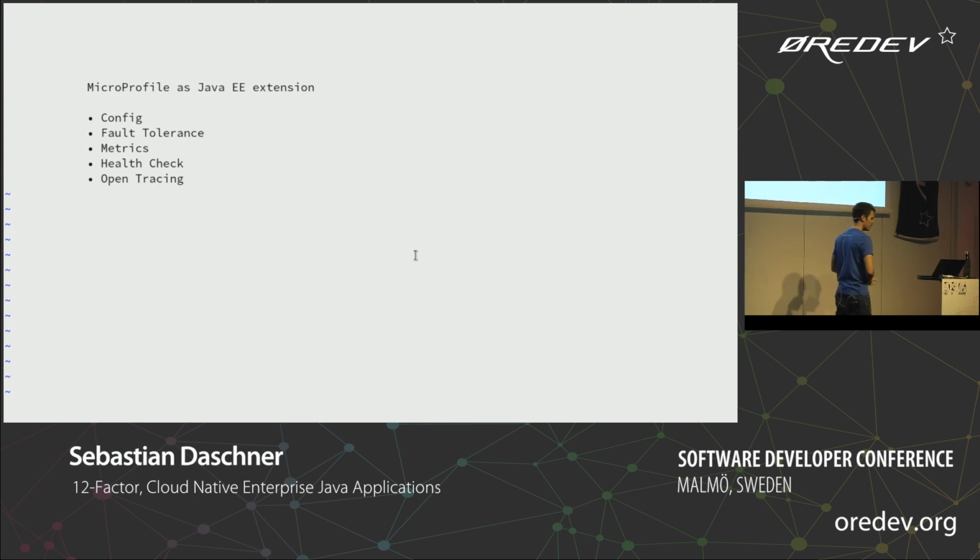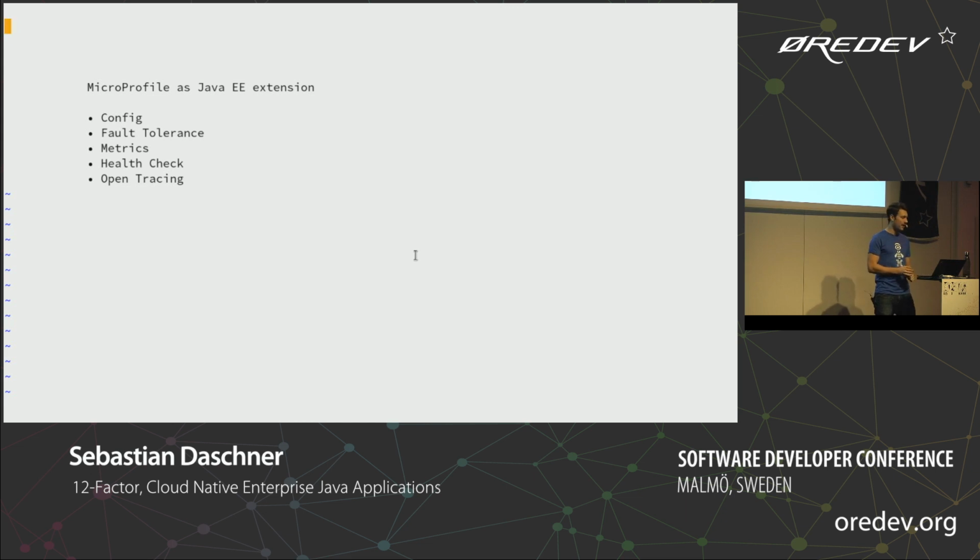MicroProfile is an approach to make the whole standardization and moving forward of Java EE a little bit more flexible and a little bit faster, specifically with all the organization that's going on. So we have a bunch of projects, they are not standards, that build upon a few Java EE standards, CDI, JAX-RS, JSON-P, for example, and that extend the Java EE platform.